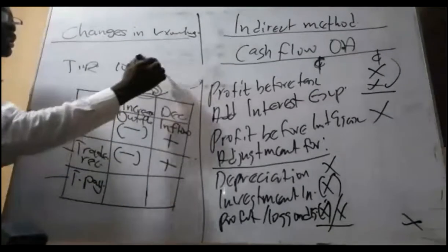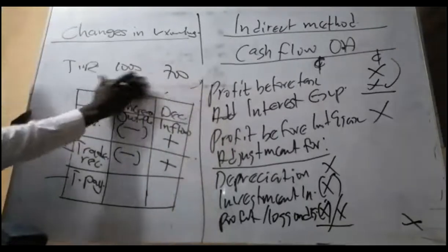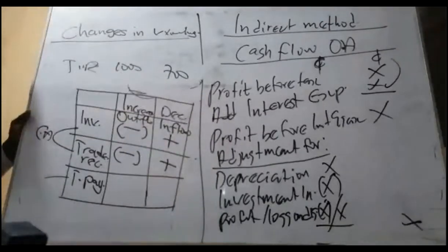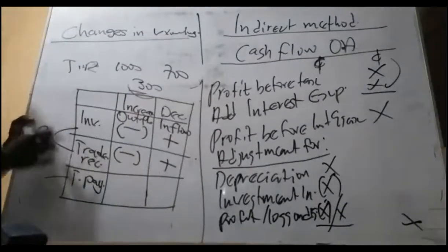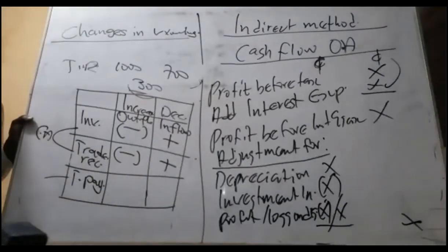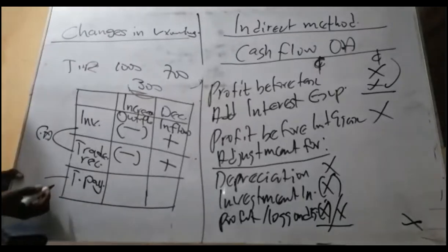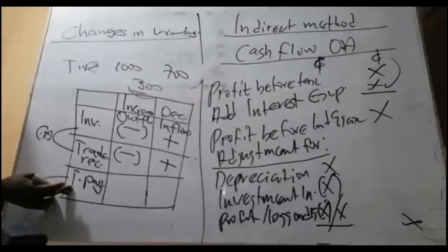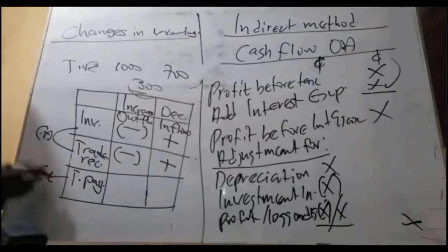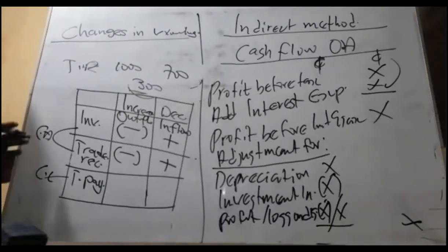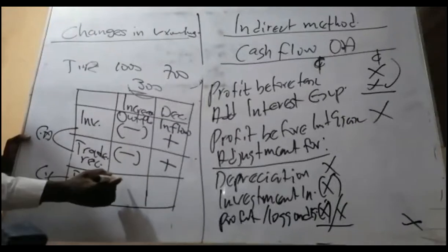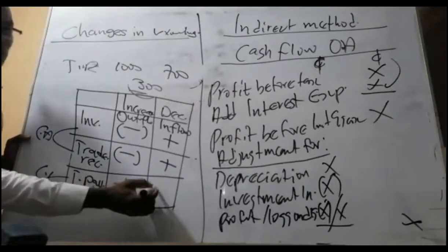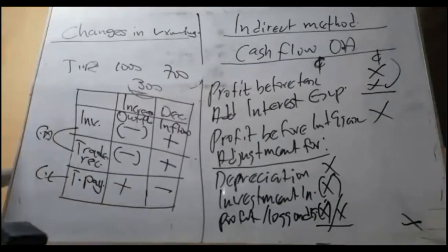What if it decreases? Maybe it decreases to 700. They have paid us 300 Ghana cedis. That one is an inflow. These two move together because they are assets. The opposite is true for trade payable, because this one is a current liability and that one is a current asset. They are not the same. So if this is outflow, then here must be inflow, and here must be outflow. That's all. You are done.